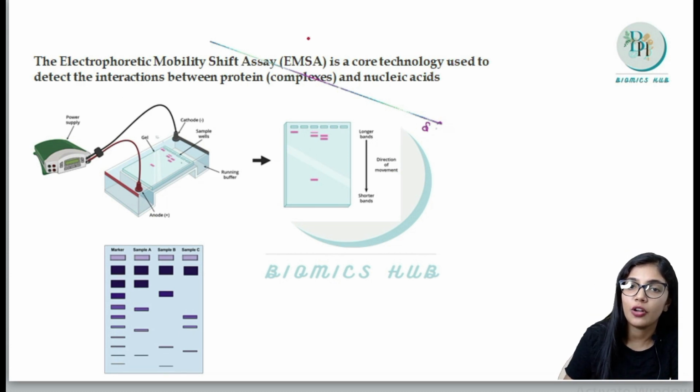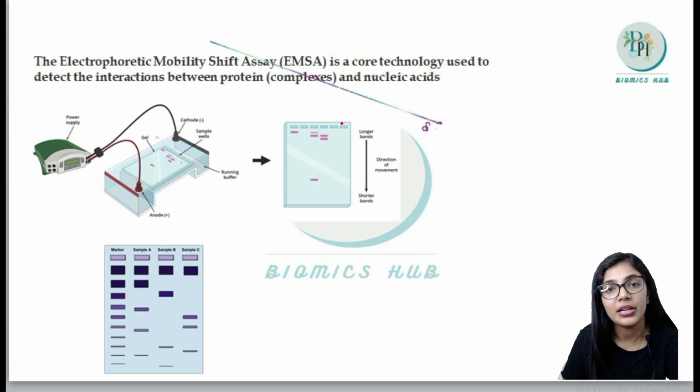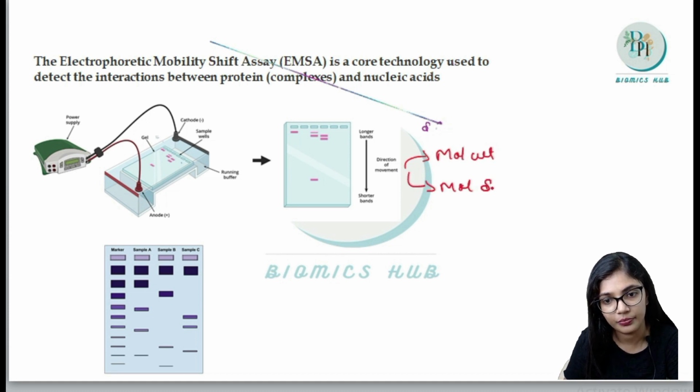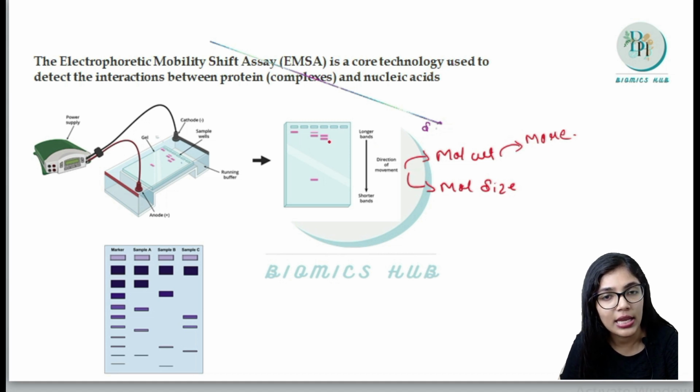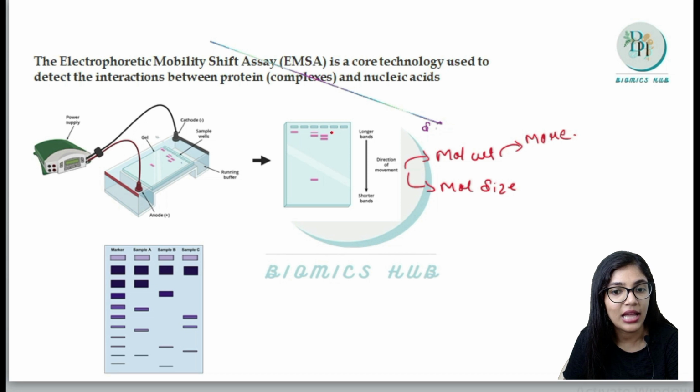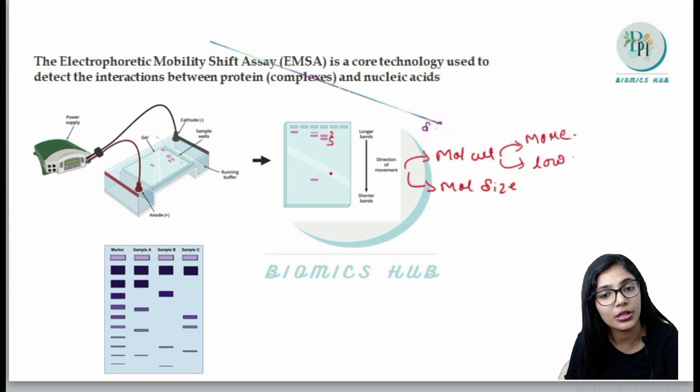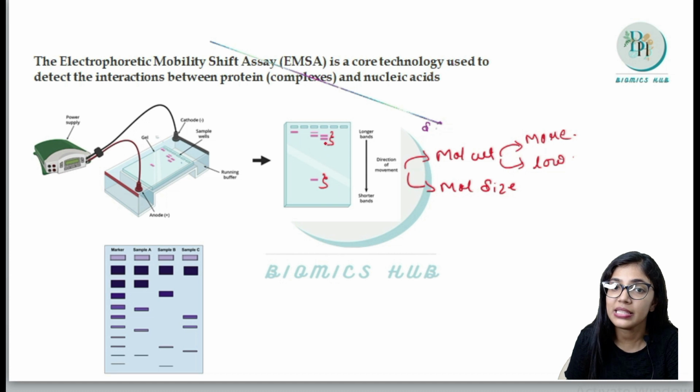What we do in gel electrophoresis is that we separate DNA, RNA as well as protein according to their molecular weight as well as molecular size. If the molecular weight is high, the DNA cannot pass through the gel easily. That means we get the band near the well. But if the molecular weight is low, the DNA or the protein can migrate through the gel easily, and we get the band at the end, that means away from the well.